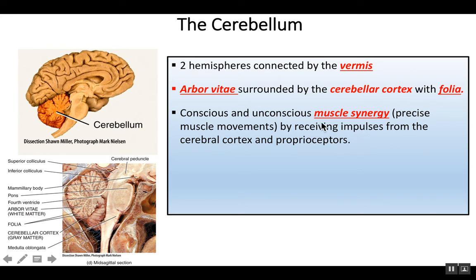It gets information from the cerebral cortex and proprioceptors. Proprioceptors are monitoring your joints and muscle. So it gets information and helps to smooth out muscle contractions, give you more precise motor skills. So if you think about playing the piano, balancing on an object, or walking a straight line, that's largely based on your cerebellum. So in this way, we often think of it as helping to maintain our balance and posture.